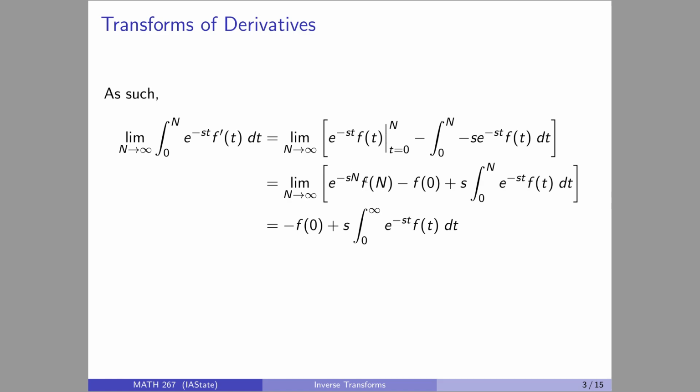Alright, and like I said, this piece right here we should recognize. It's the Laplace transform of f, so I now have the following: the Laplace transform of a derivative is s times the Laplace transform of f minus the function evaluated at 0. Let's stare at this for a moment and digest what it's saying. It's telling me that I can remove a derivative. I have the derivative of a function, and when I Laplace transform it, I can turn it into a Laplace transform of the original function.